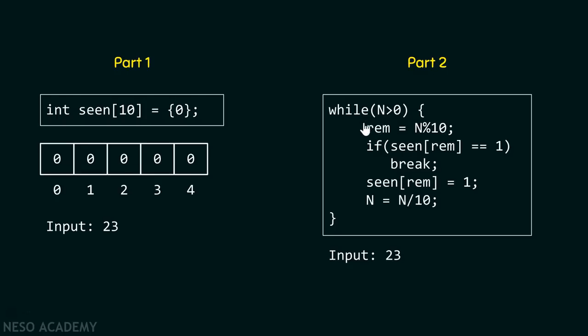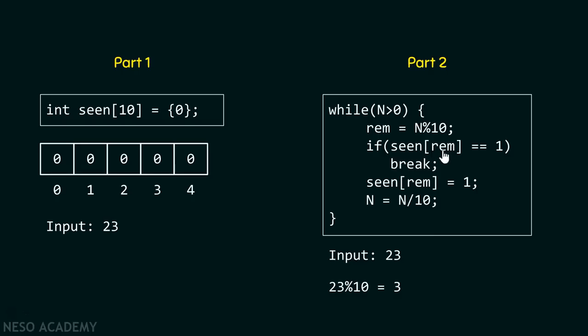Why this step is required? Because it helps us in getting the last digit of this number. That is why I'm dividing this number by 10. Okay. So when I divide 23 by 10, it gives me remainder 3. And I will store this remainder inside rem variable. Then as we can see, we have an if construct and inside this if construct we are checking this condition, is seen[rem] equals to 1 or not. This means, have you seen this digit before?